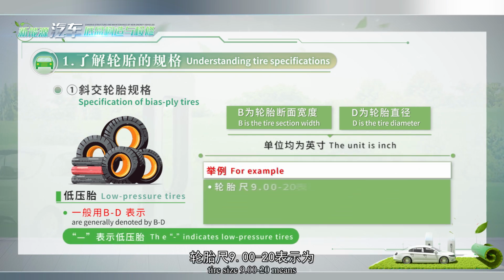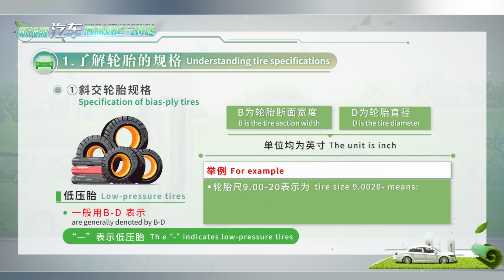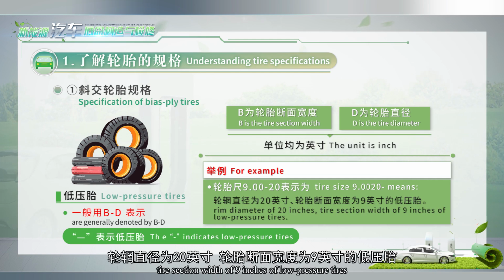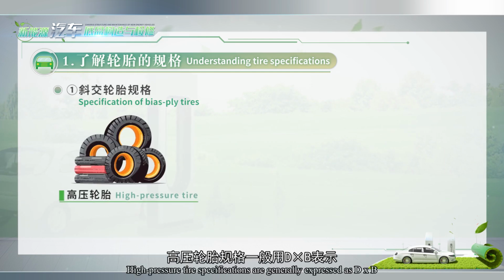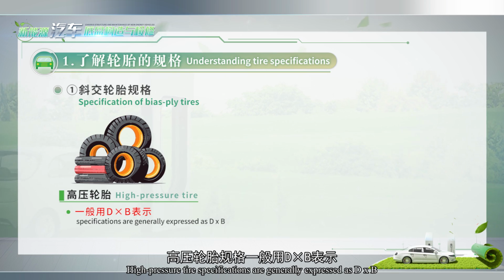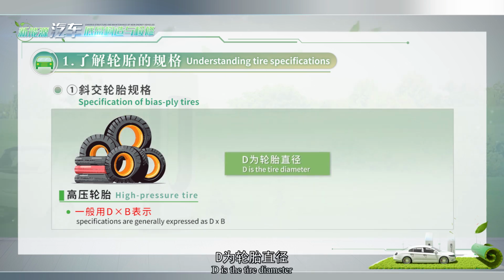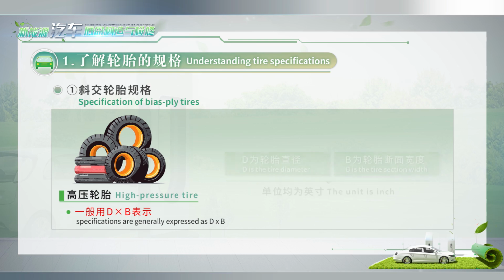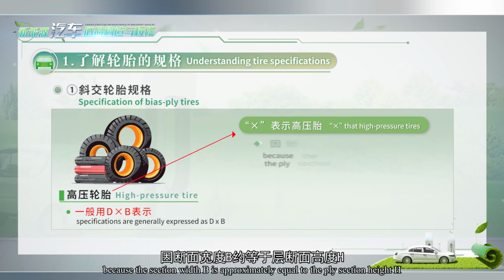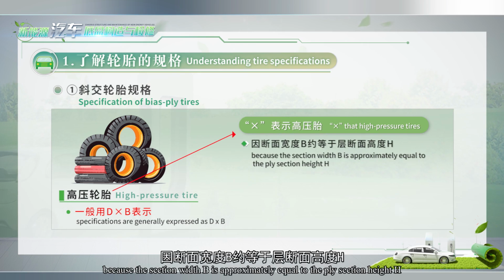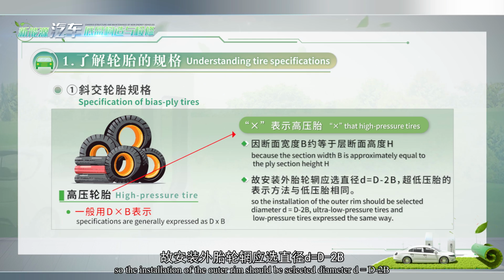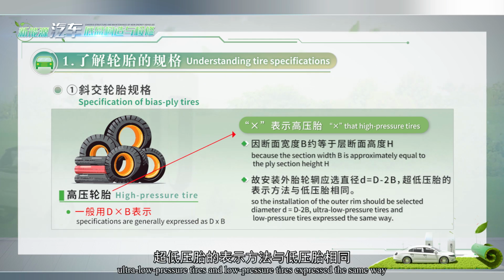For example, tire size 9.00-20 means a rim diameter of 20 inches and a tire section width of 9 inches of low-pressure tires. High-pressure tire specifications are generally expressed as D×B. D is the tire diameter, B is the tire section width. The unit is inch. The X indicates a high-pressure tire, because the section width B is approximately equal to the section height H. So the installation outer rim should be selected with diameter D equals D-2B. Ultra-low pressure tires and low-pressure tires are expressed the same way.